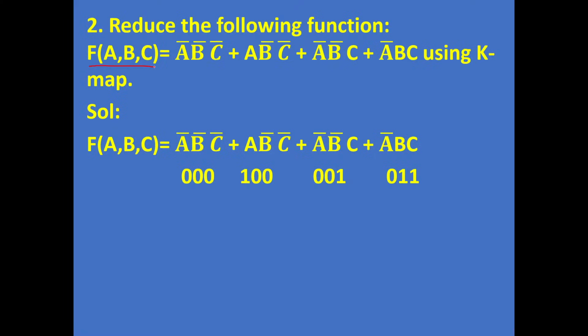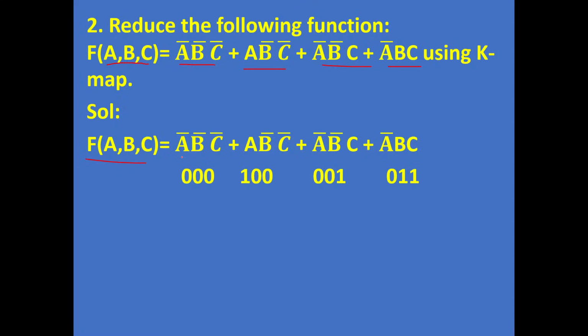Now let us consider a three variable system. A, B, C. You have to reduce the function using K-map. Just check in all the expressions if all the terms are there. This is A, B, C, a three variable system. In all the terms, three variables are there. So we need not worry, and we need not modify the expression. Now write down the function.